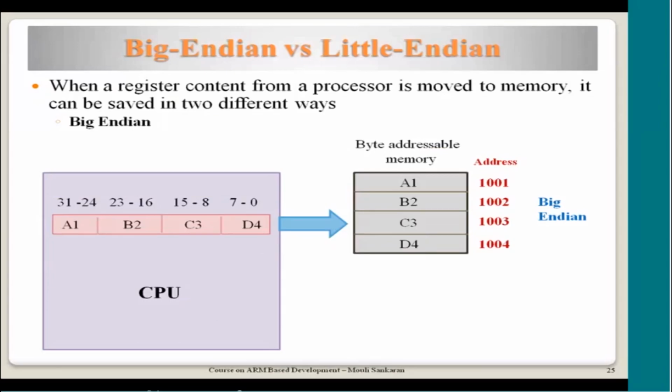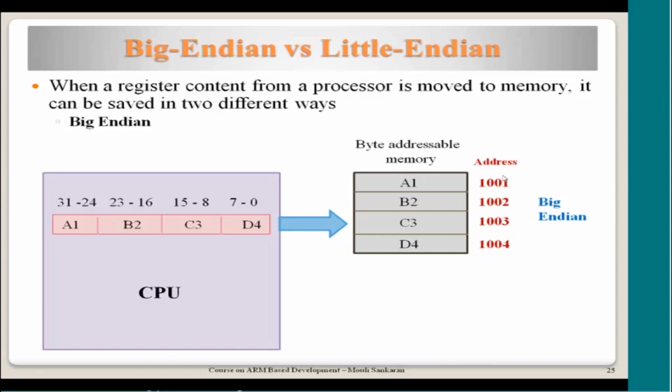The memory that we use here is a byte addressable memory. That means every unit of memory location is a byte, which is 8 bits. So the address 1001 is pointing at A1. Maybe I should have put 1000 and 123. I will fix it here.